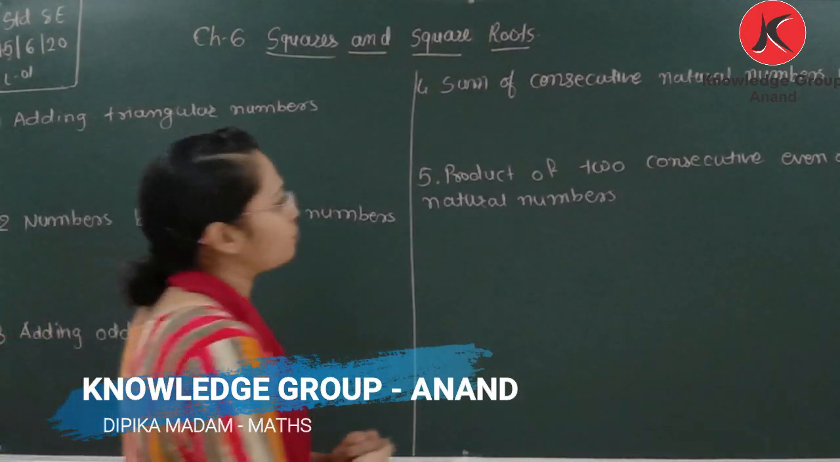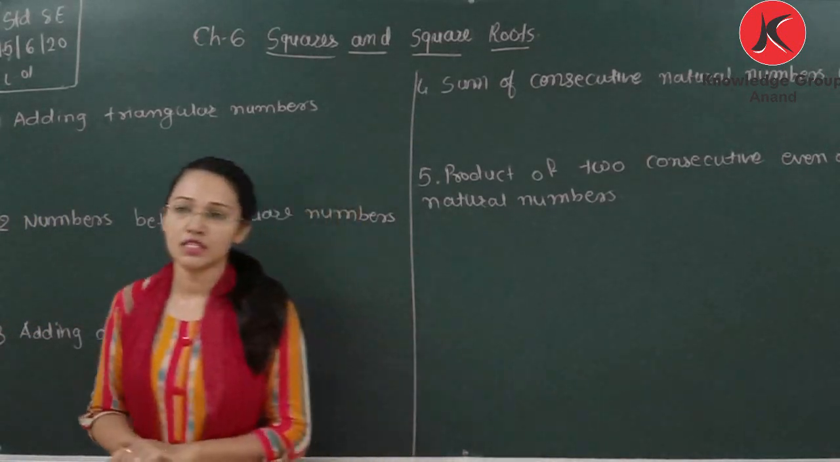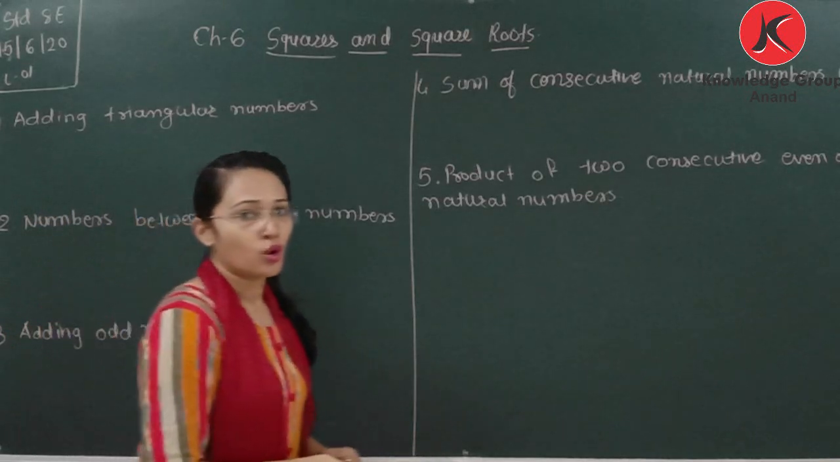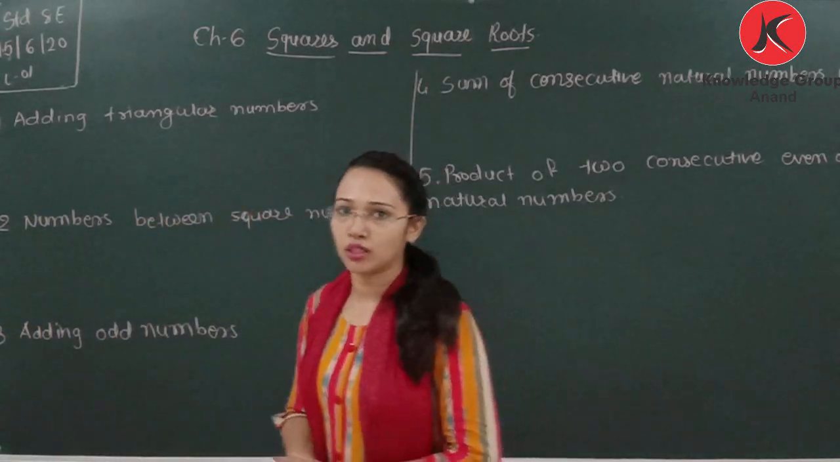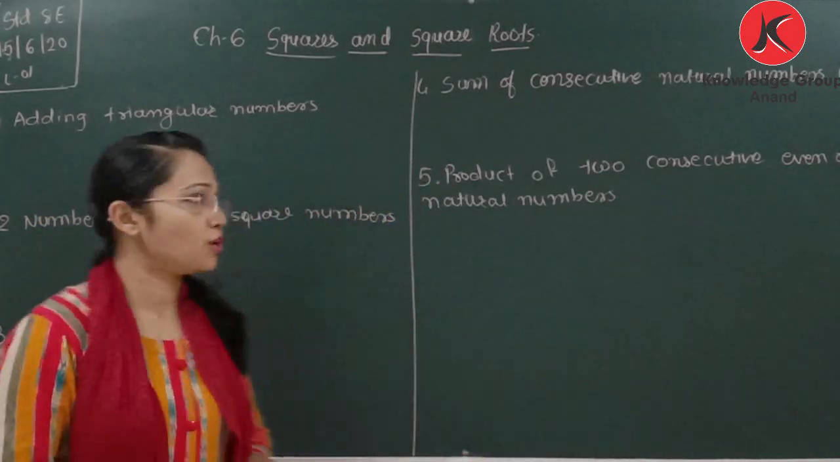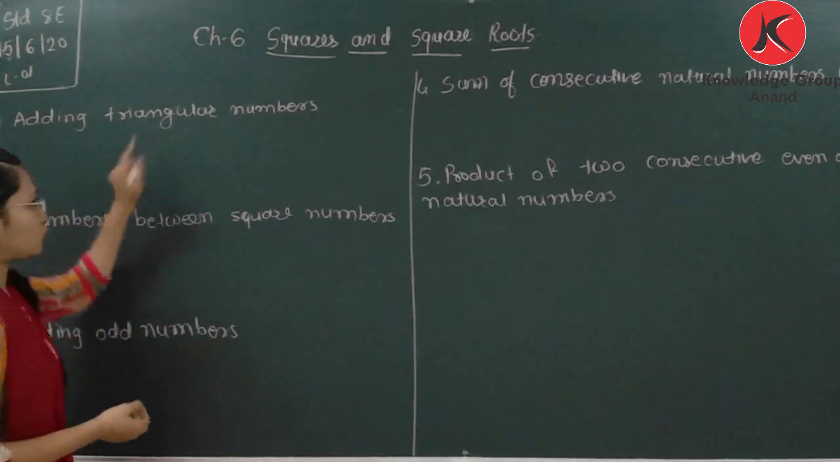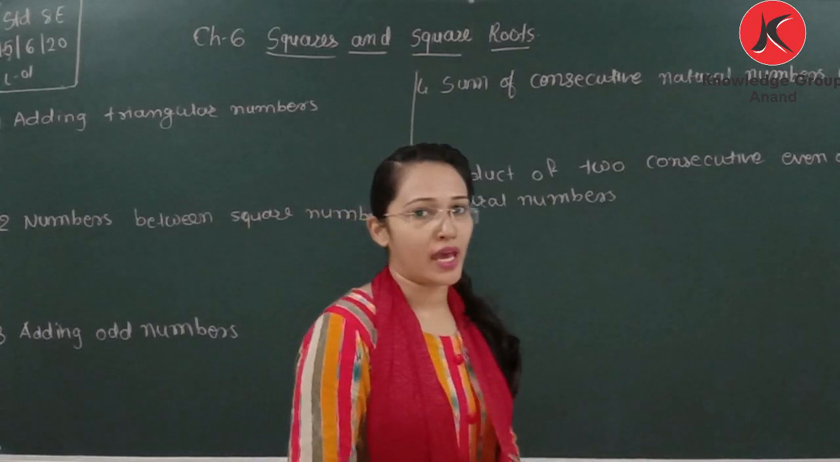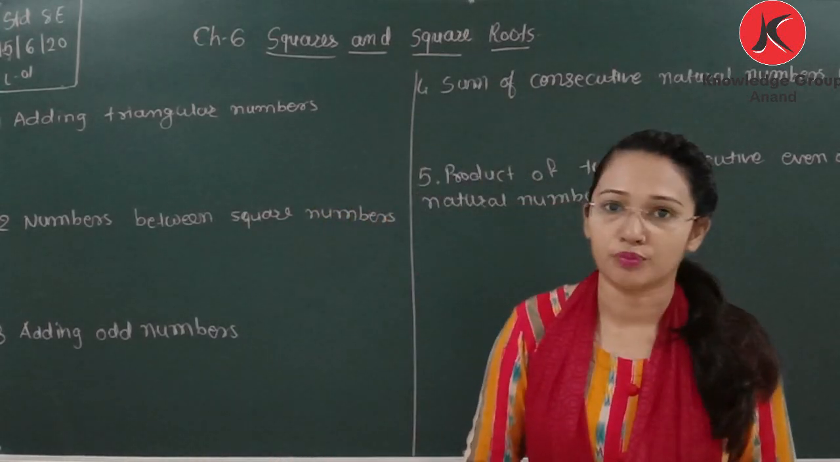Welcome back friends. Previously we learned some rules in squares and square roots. We learned some patterns. So let's revise all the patterns that we learned in the previous video. First is adding triangular numbers. Triangular number means what? The number which can be represented as a triangle.